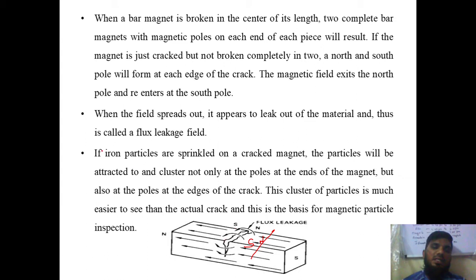So for example, if you take iron particles and sprinkle them on the cracked magnet, the particles will be attracted and cluster, not only at the poles but also at the edges. Generally, if you sprinkle iron particles on a magnet, the particles will be attracted towards the poles, accumulating at this point and at this point. Similarly, because it has a crack, again the particles will be attracted toward these edges.